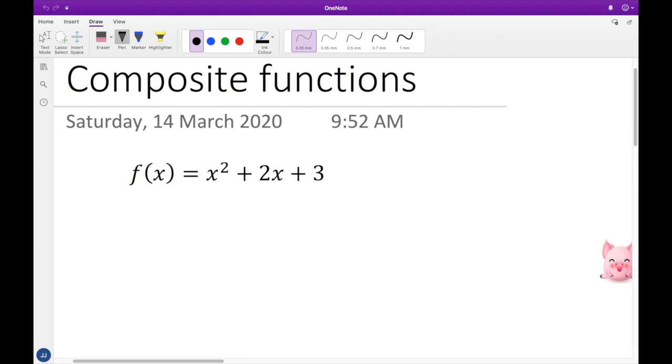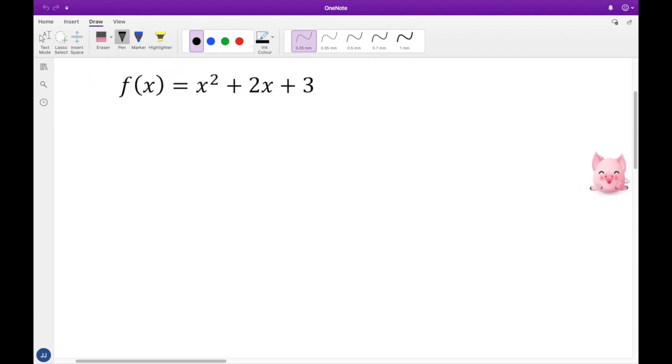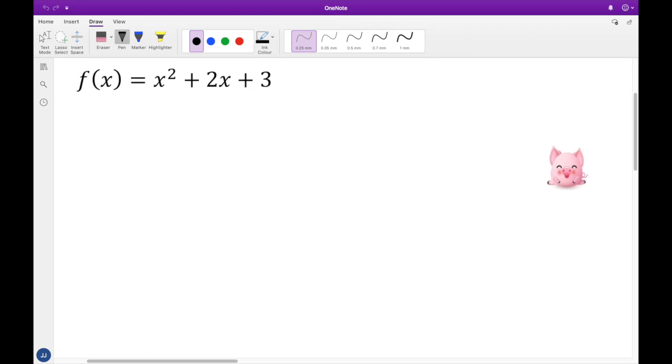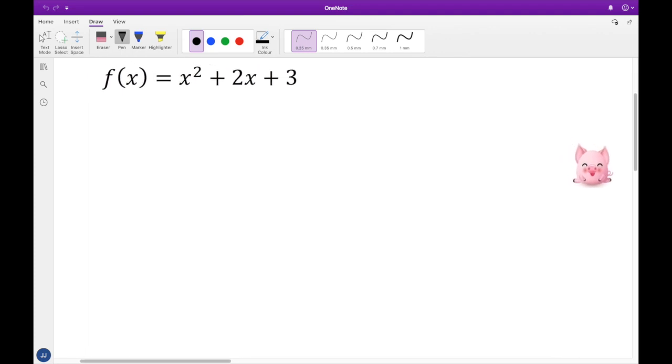Right, so let's get started with composite functions. Now, let's consider this equation here. f of x is equal to x squared plus 2x plus 3. Now, remember f of x is basically y, right? So I could have here y equals f of x. And please excuse my handwriting. I'm still getting used to writing with this weird thing, right?